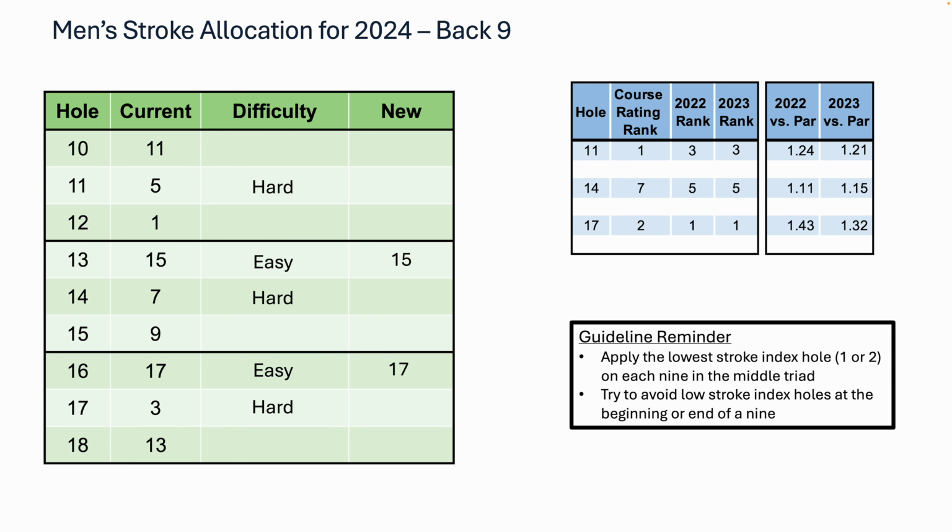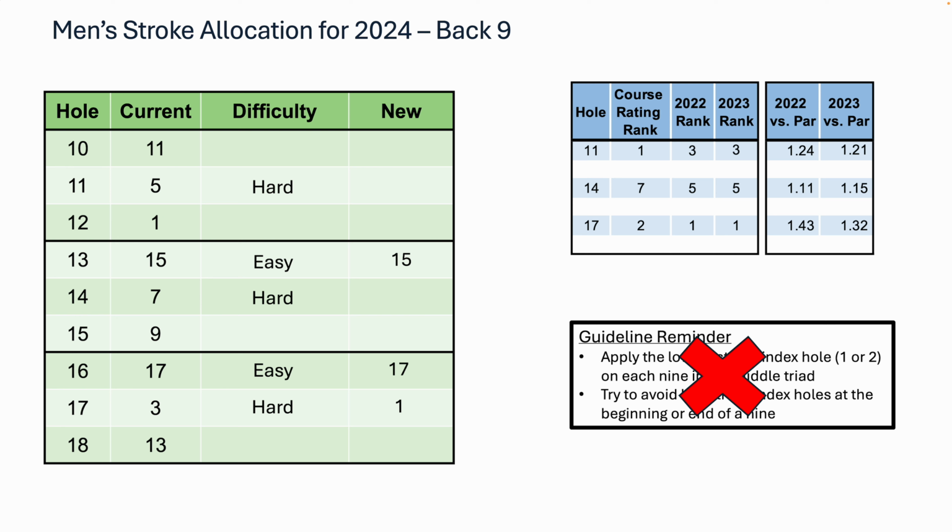So if you just followed this guideline, it would lead you to believe that 14 should be the number 1 handicap. When we took a step back and looked at that, that just didn't feel right for our course. 17 is by far the hardest hole in the course. And so we decided to go with the number 1 handicap going to number 17. Now it's not at the very end of the triad. It is the second to last hole, but that's what we decided to do.